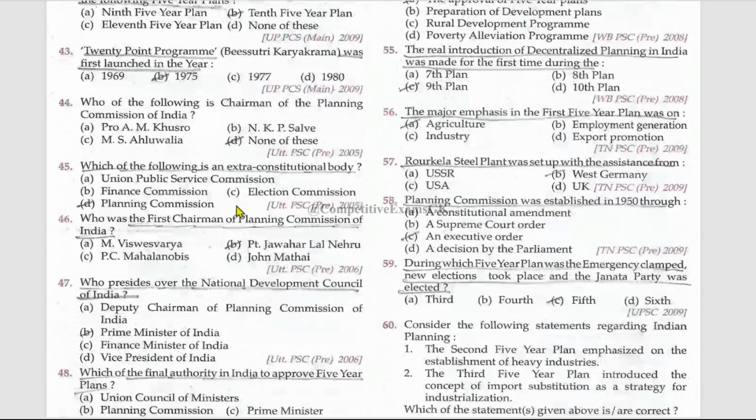Which of the following is an extra-constitutional body? Planning Commission. Who was the first chairman of the Planning Commission of India? Pandit Jawaharlal Nehru. Who presides over the National Development Council of India? Prime Minister of India.